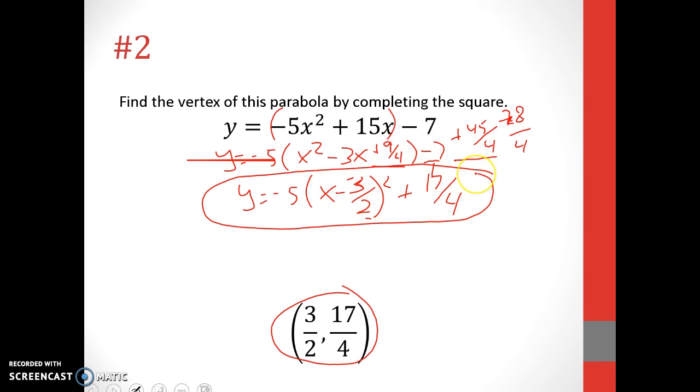And in vertex form, it looks like this. Y equals negative 5 times x minus 3 halves squared plus 17 over 4. And my vertex is at positive 3 halves and 17 fourths.